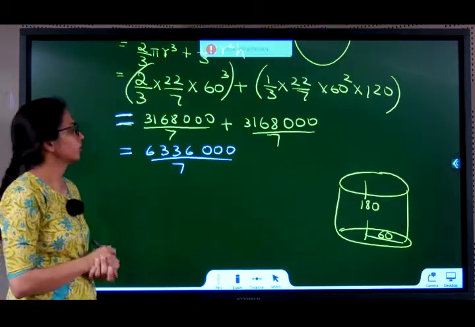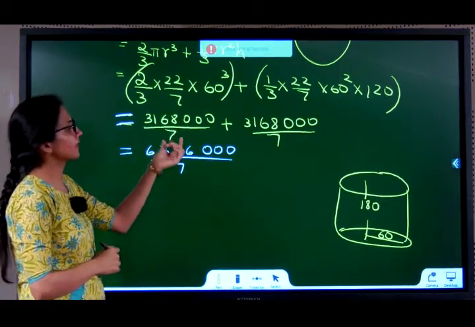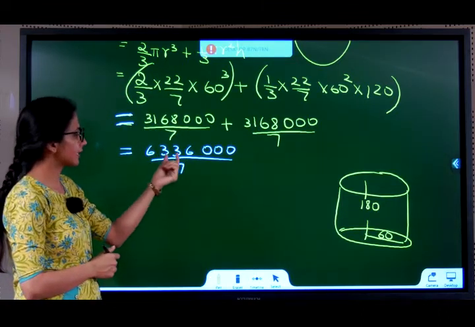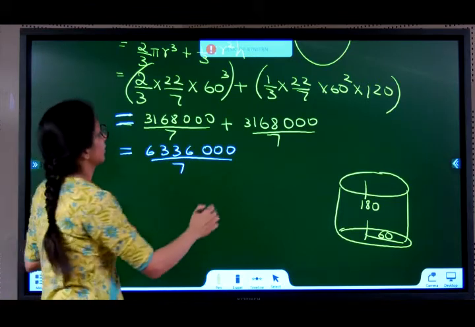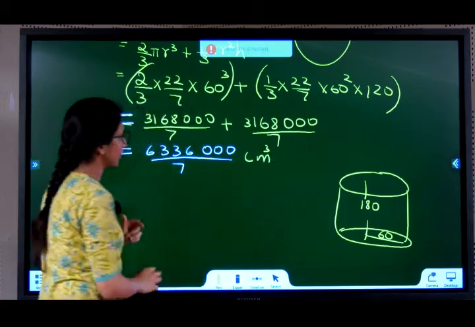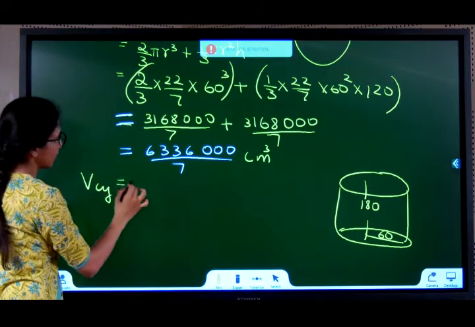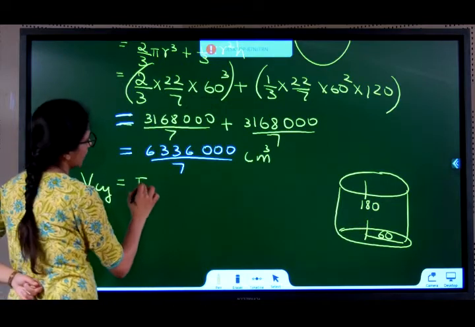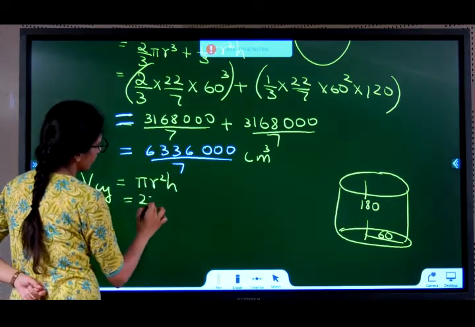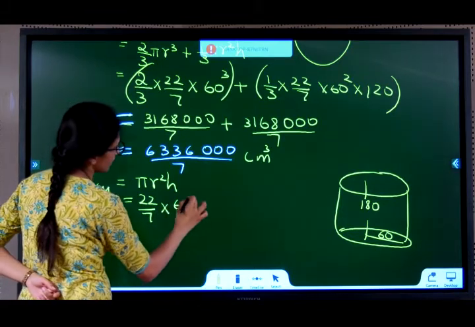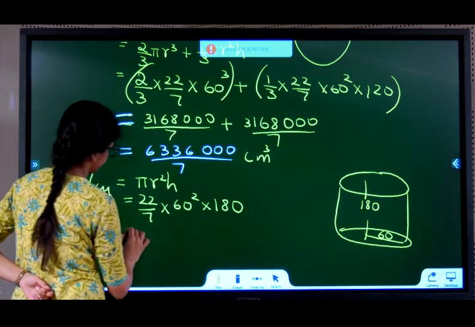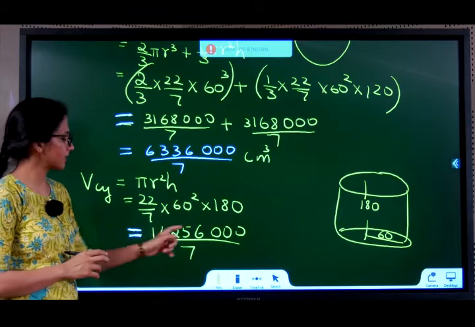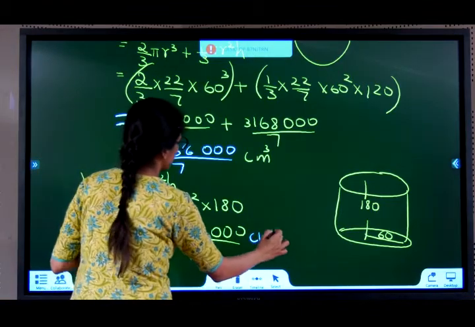We get 3168000 by 7 plus 3168000 by 7. Adding the two, you get 6336000 by 7 centimeter cube. Now taking volume of cylinder, radius of cylinder 60, height of cylinder is 180. So pi r square h, 22 by 7 into 60 square into 180. We get 1425600 by 7 centimeter cube.